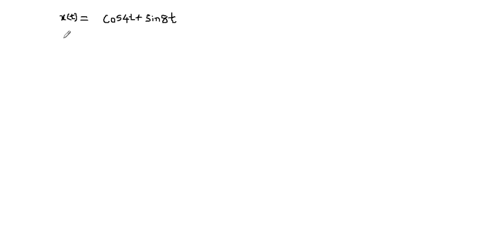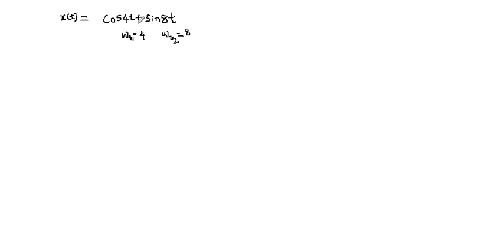Let's consider another problem. x of t is equal to cos of 4t plus sine of 8t. Now our x of t is the sum of two signals. Here omega naught 1 is equal to 4 and omega naught 2 is equal to 8.